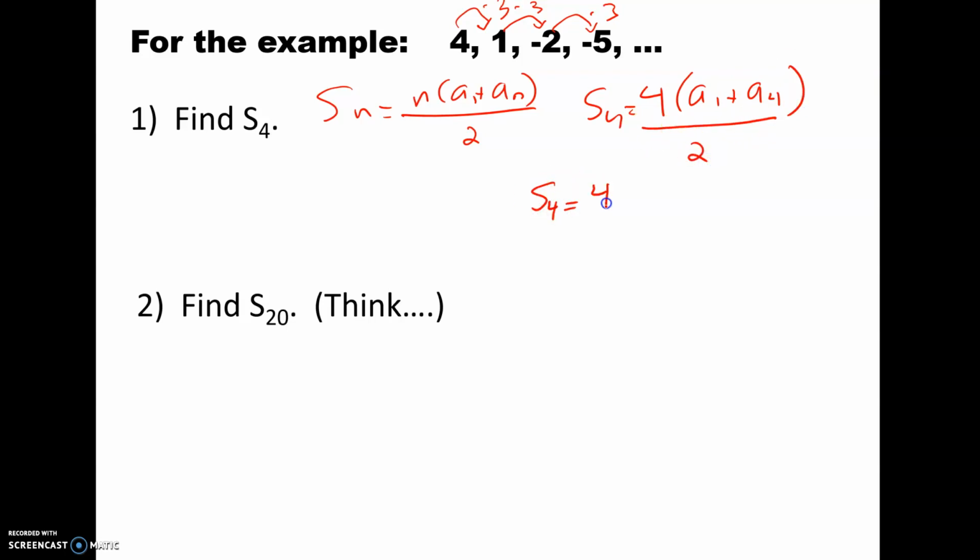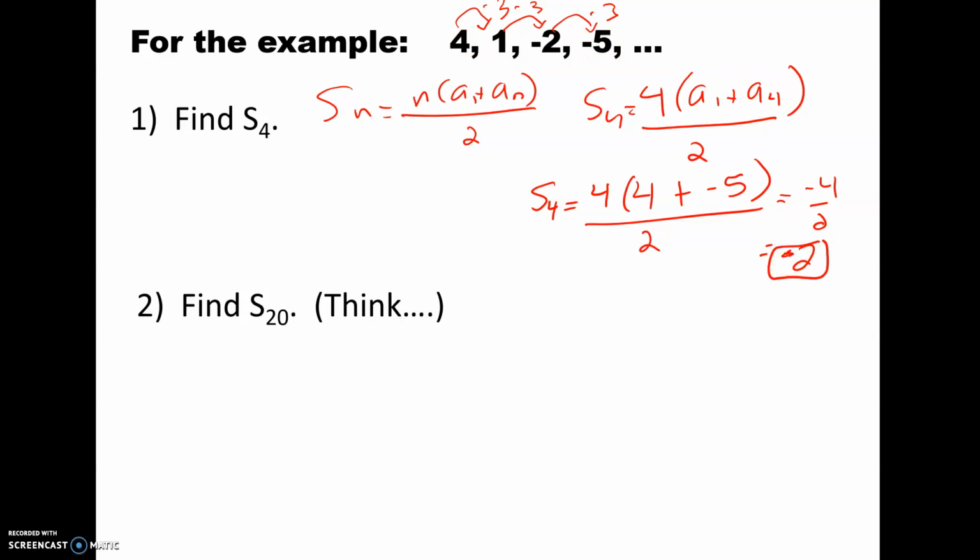So that means I'm going to do 4 times a sub 1 plus a sub 4 all over 2. So S sub 4 is equal to 4 times a sub 1, which is 4, plus a sub 4, which is negative 5. We divide that by 2. So that ends up being negative 1 times 4. That's negative 4 over 2, which is negative 2, which makes sense because if I were to add these 4 terms up, I do in fact get negative 2.